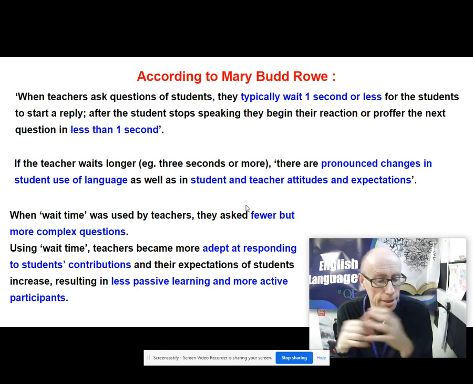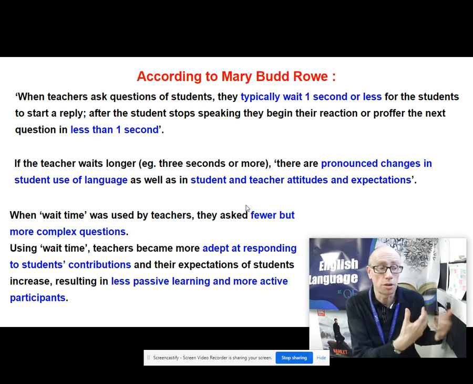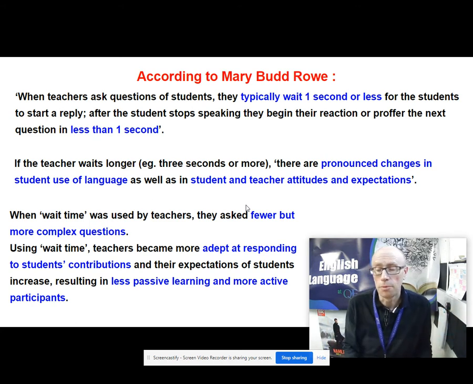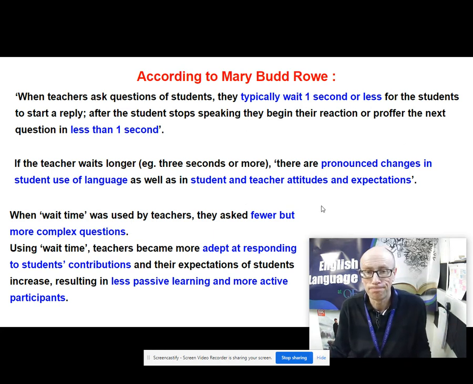We saw that a little bit in the clip there because the teacher was asking the students to talk in their partners before presumably they were going to be sharing their ideas whole class. So that's a kind of wait time.